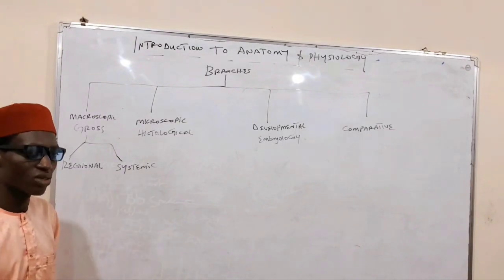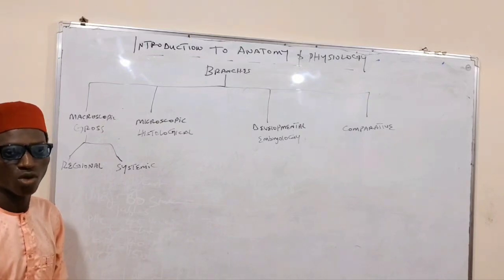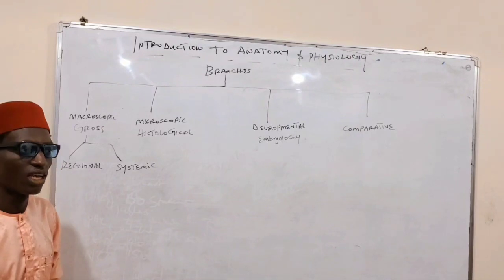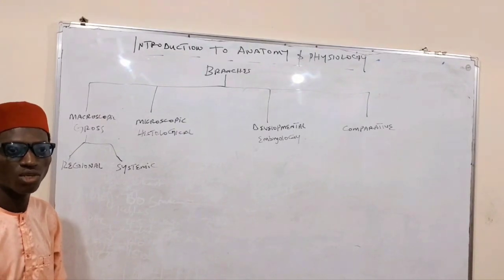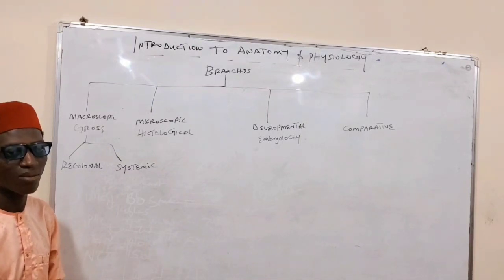While the systemic anatomy is a branch of macroscopic anatomy or gross anatomy that deals with the study of structure system by system. The human body is made up of different types of systems such as muscular system, skeletal system, reproductive system, endocrine system, and others. This is how you study anatomy system by system.